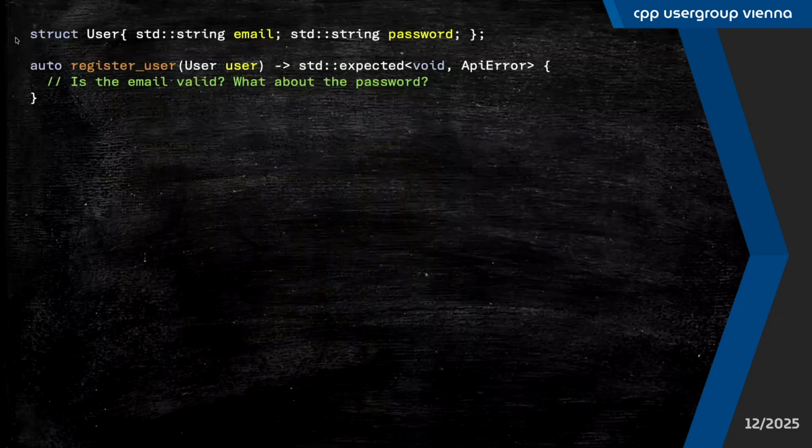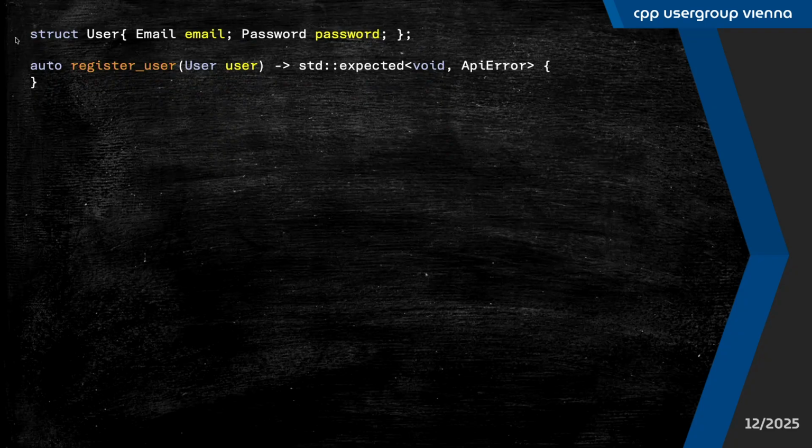So with this in mind, now my user has 2 strong types, email and password, and I don't have to question myself anymore if this stuff is valid or not. I can continue with the implementation.